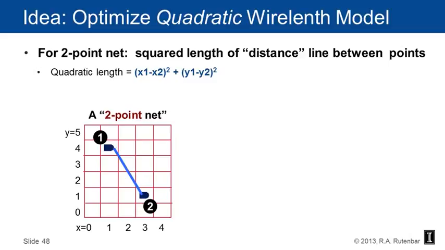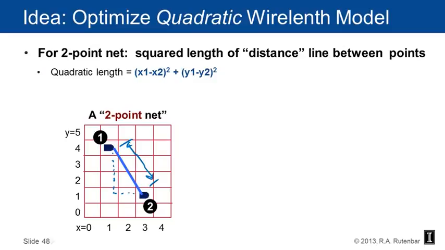So I've got a little grid here, the same grid I've been showing previously. X goes from 0 to 4, so there's 5 columns. Y goes from 0 to 5, so there's 6 rows. Let's assume that the coordinates refer to the center of the grid elements, and there's a gate at 1, 4 labeled 1 and a gate at 3, 1 labeled 2, and this is a 2-point net, as we know. What is the length of this net? It's just the length of this hypotenuse of this triangle. It's just the length of the straight line, the blue straight line between gate 1 and gate 2.